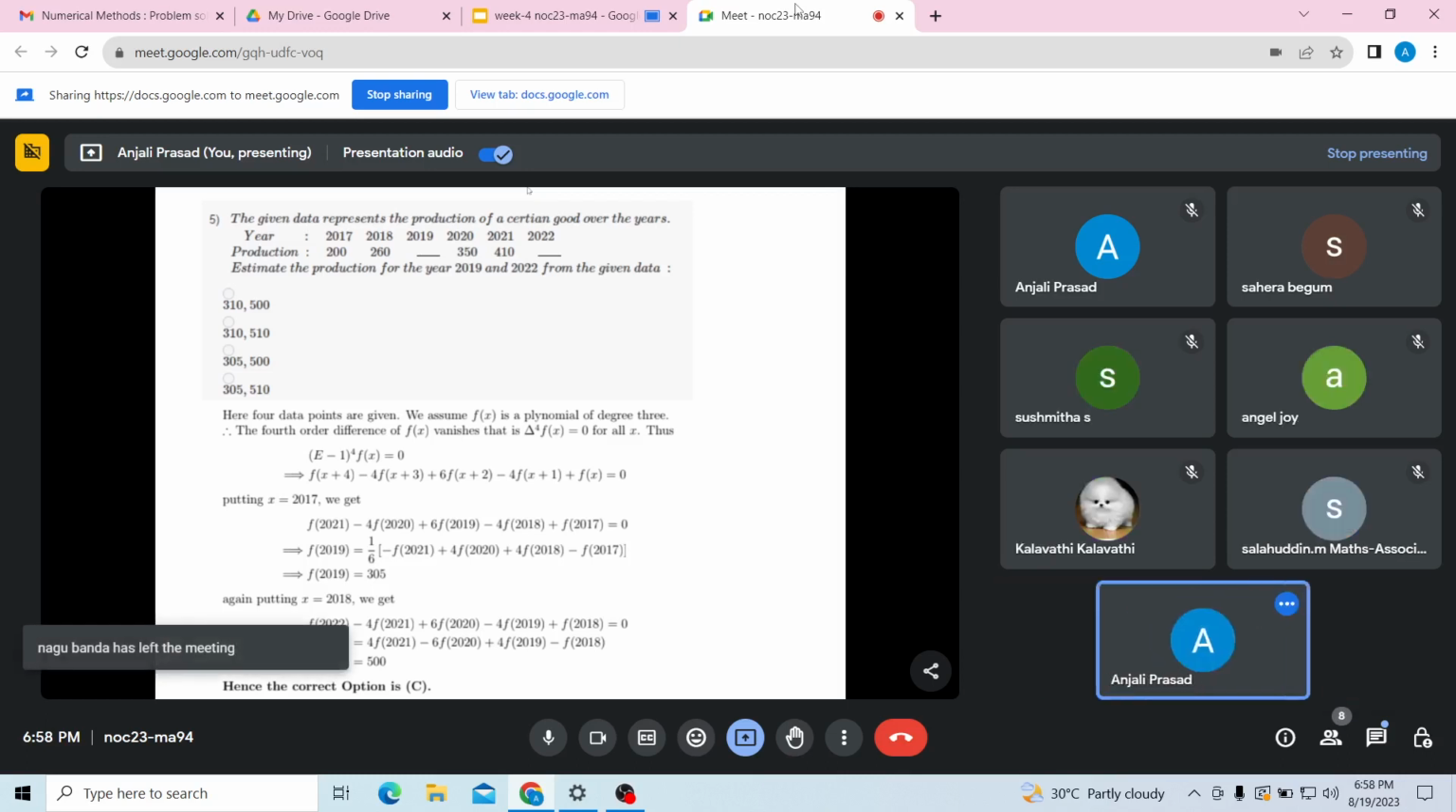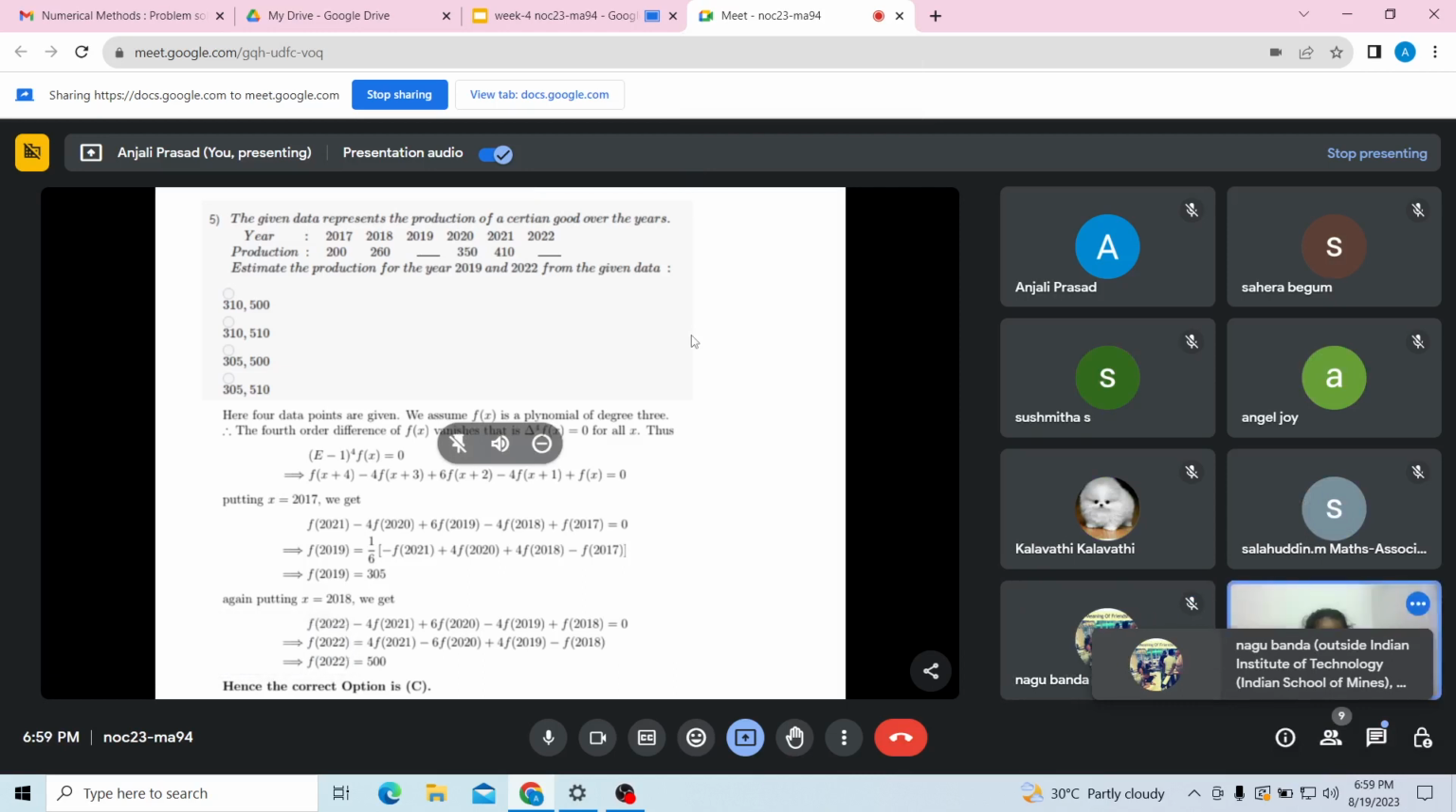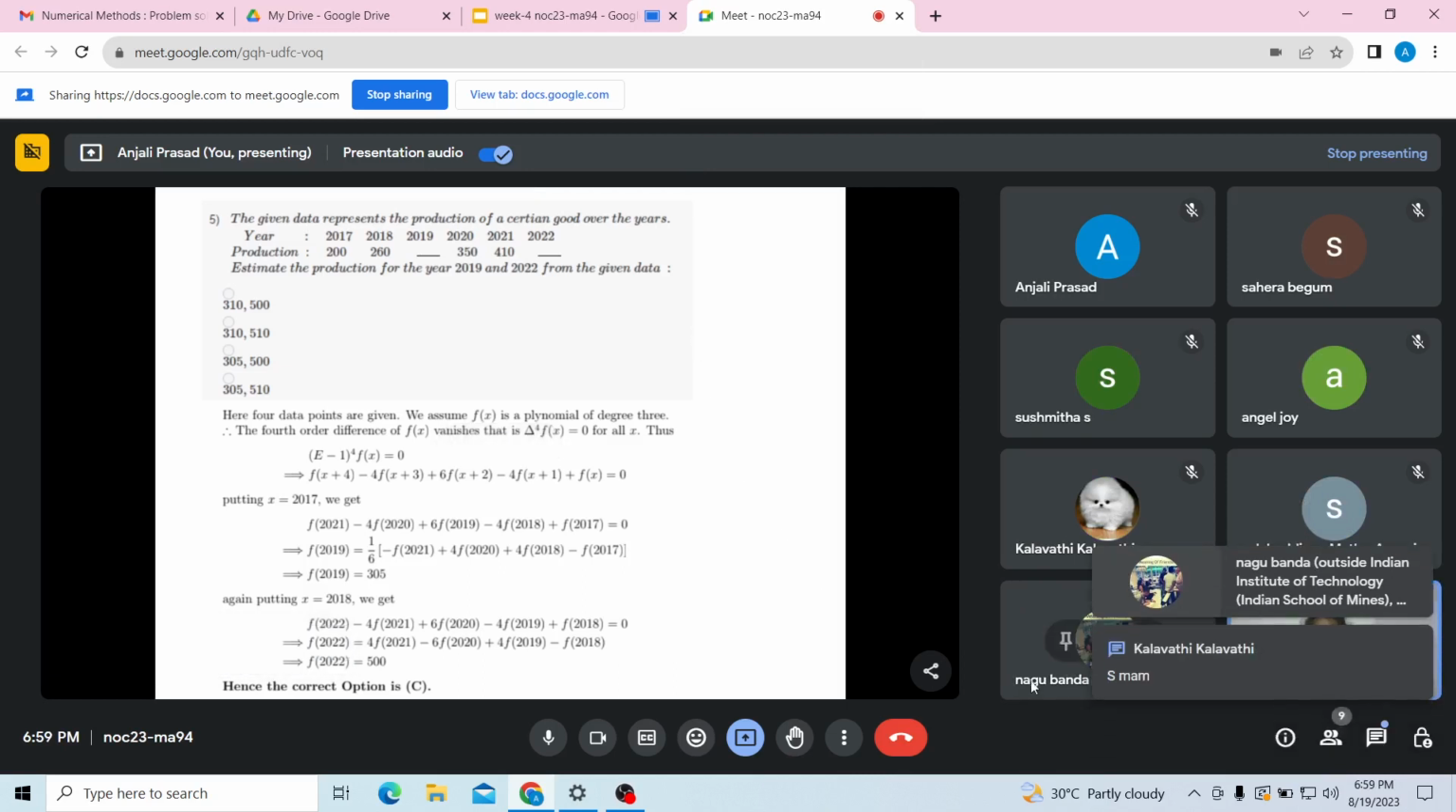Fine. So in the year 2019 the production value was 305 units, and in the year 2022 you will get the production value as 500 units. Fine. Is it clear? Try to solve it. If you have doubt in any of the steps, you can tell me.